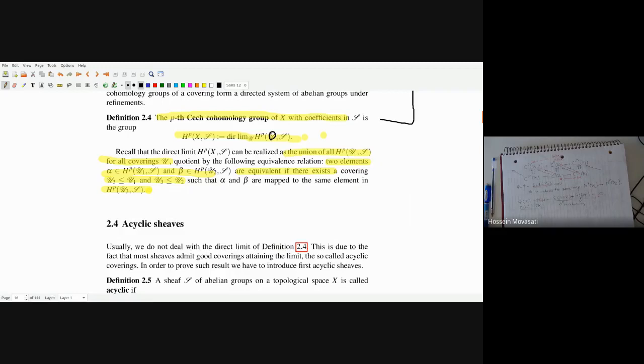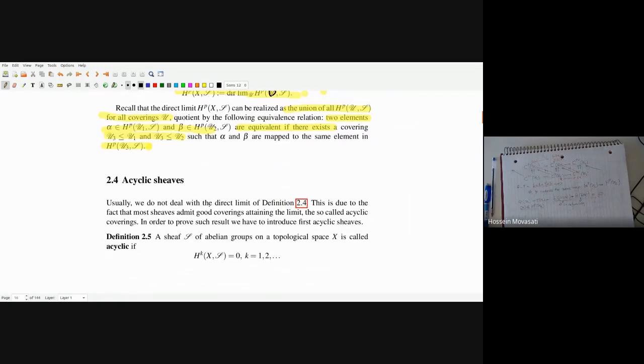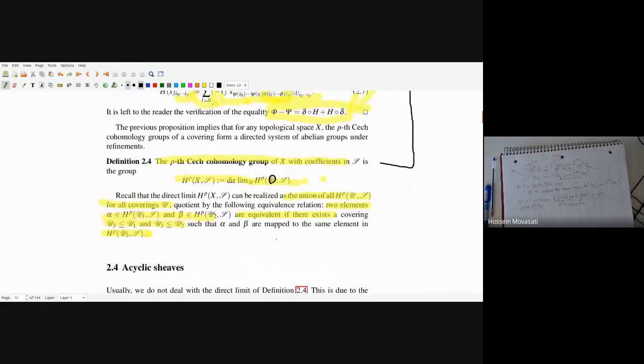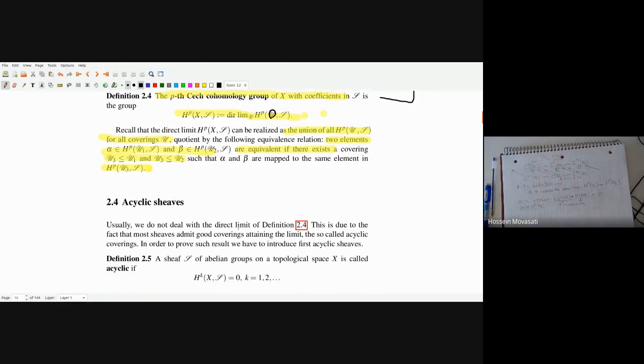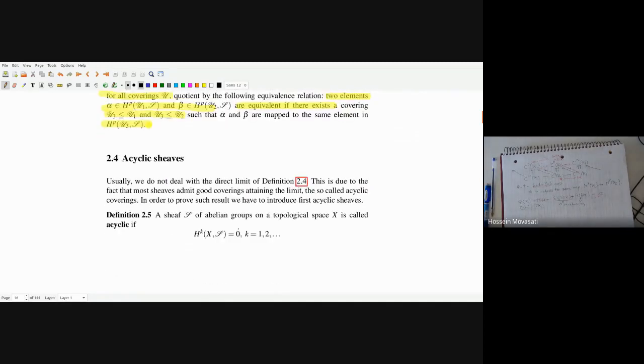Acyclic, exactly, acyclic covering. As I said, we will never use this definition. At the end, we want to describe a covering of a topological space and just work with this covering, and just the combinatorics of the intersections of open sets of this covering will govern the topology of X.